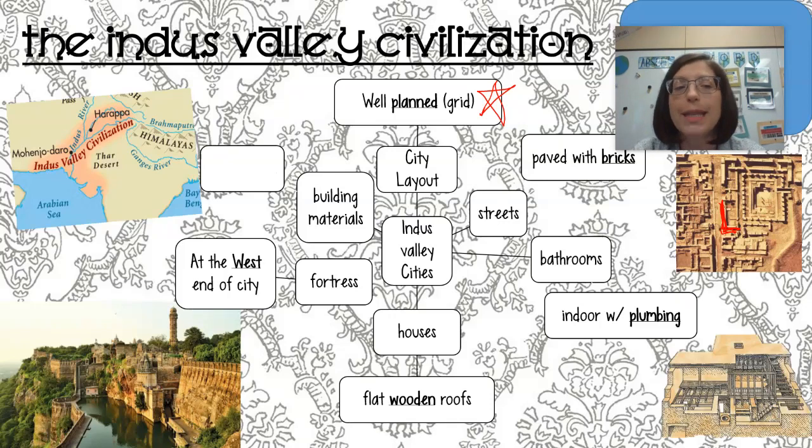The fortress was at the west end of the city, and their building materials were mud bricks. This again is where they're taking that mud and forming it into a brick, letting it bake in the sun so that it gets hard and they can use it to build their homes and fortresses. Okay.